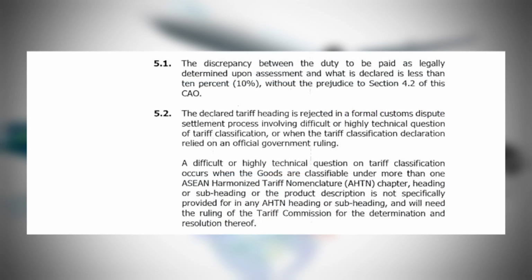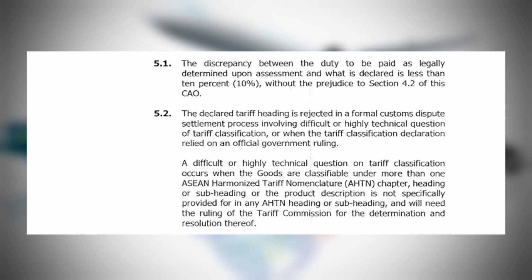Section 5. Non-imposition of surcharge. No surcharge under this CAO shall be imposed against the goods under any of the following instances. 5.1 The discrepancy between the duty to be paid as legally determined upon assessment and what is declared is less than 10%, without prejudice to Section 4.2 of this CAO. 5.2 The declared tariff heading is rejected in a formal customs dispute settlement process involving a difficult or highly technical question of tariff classification, or when the tariff classification declaration relied on an official government ruling.